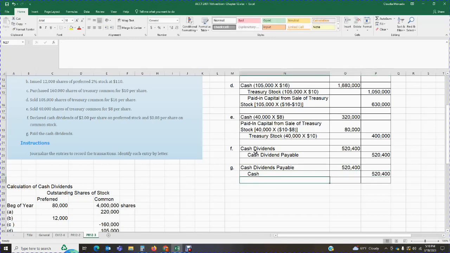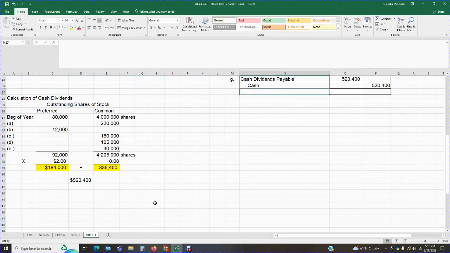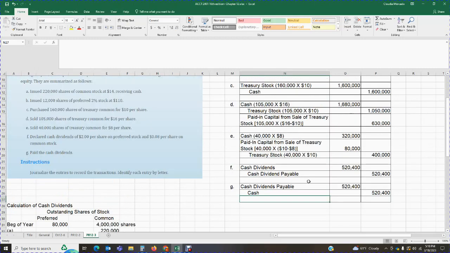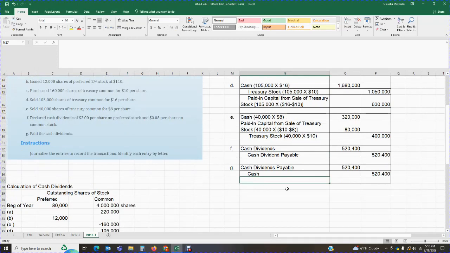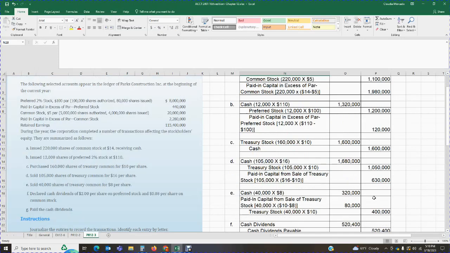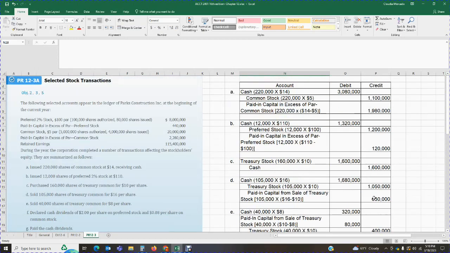So in letter F, we declared the dividends and we calculated how much we were going to declare based on the preferred or the common. And then once we do that, we put the money aside into our cash dividends payable account. And then in letter G, we're actually making a payment to our stockholders. So we take the money out of our payable and we credit cash. Okay. So those are all of the transactions A through G that we had to analyze and record.